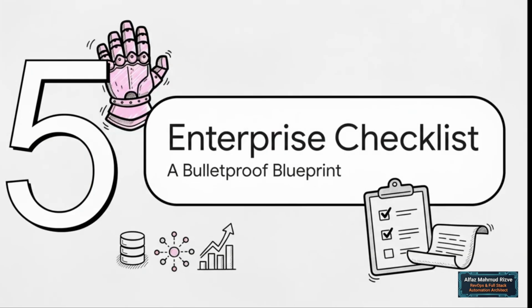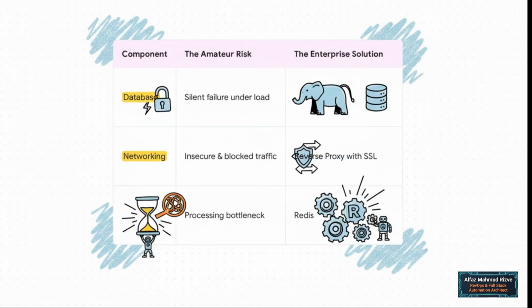So, we've made it through the gauntlet. We've tackled the database, the network, and the really tough scaling challenges. Now, let's bring it all together into one final actionable checklist. Your blueprint for a truly bulletproof system. This right here is the key takeaway. This simple table separates a fragile amateur setup from a true enterprise-ready system.